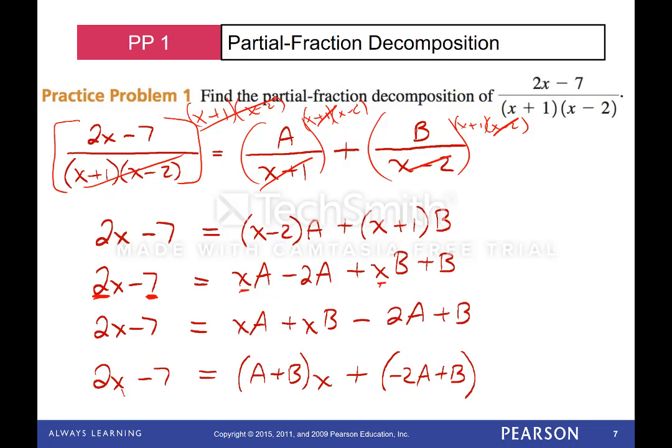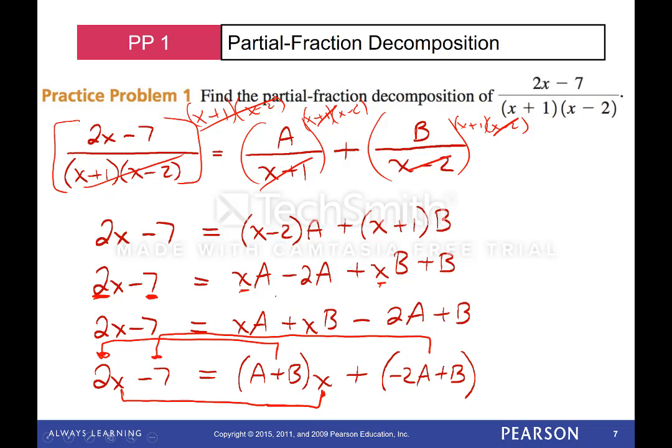Notice this is the multiplier to x. Therefore, a plus b has to equal 2 at the end of the day if these guys are equal to each other. Same thing goes here. -7 is the constant term, right? So this constant term has to then equal that one right there. So this is where we set things up.